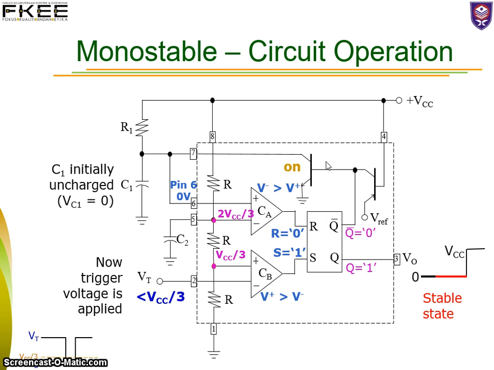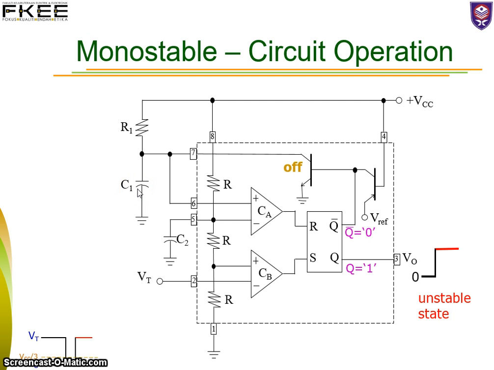And this transistor will be off. Once the transistor is off, there is no path from this node, pin 7, to the ground. So at this moment, the capacitor will be charged through R1. Okay, so this is the unstable state.